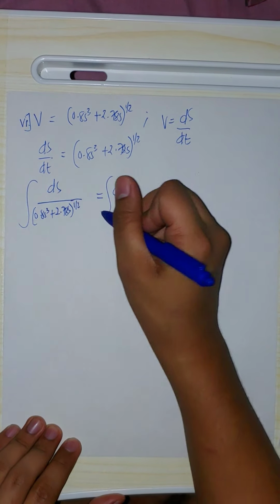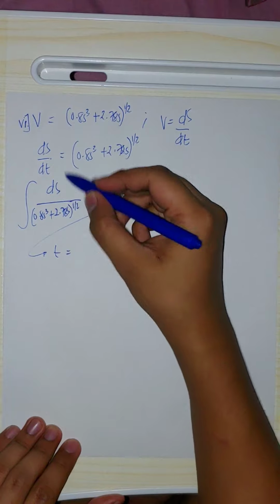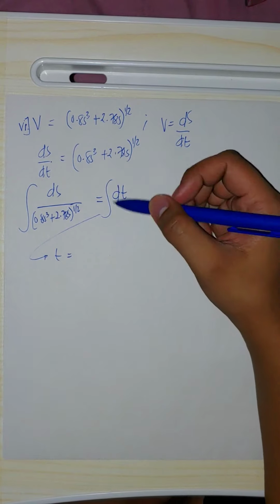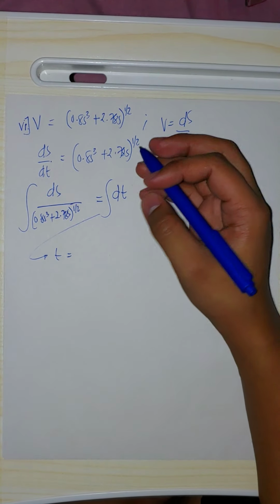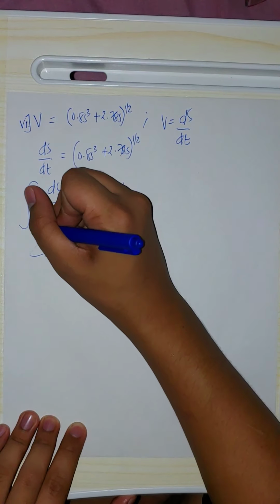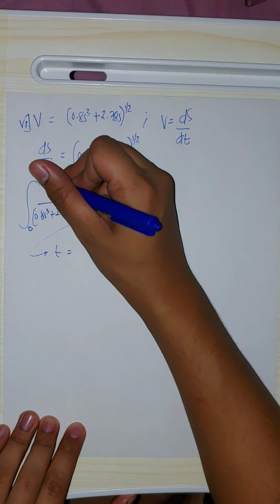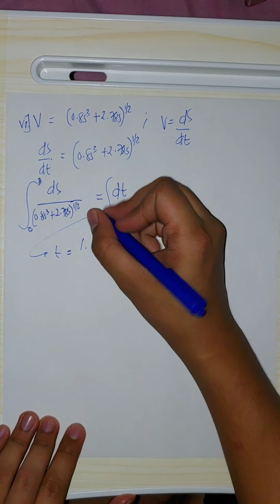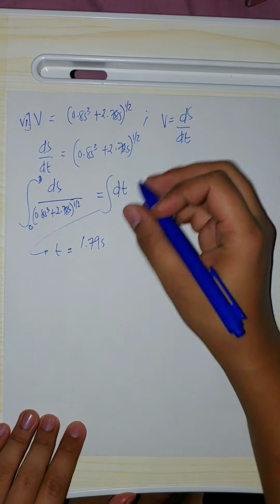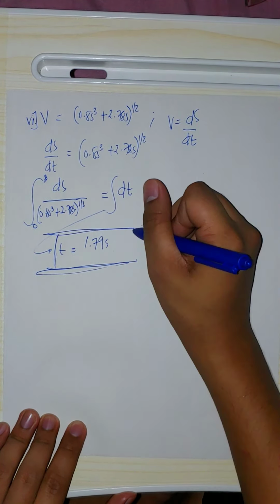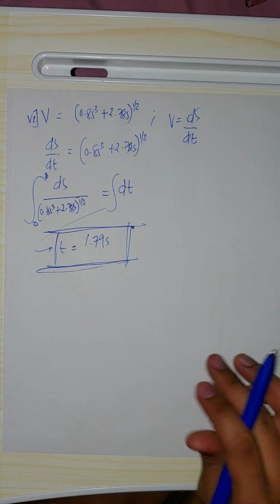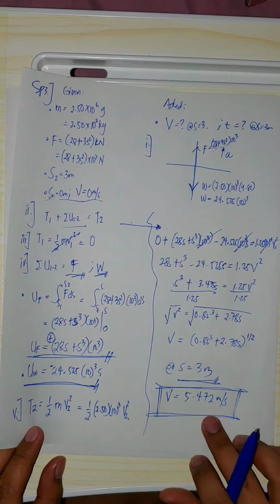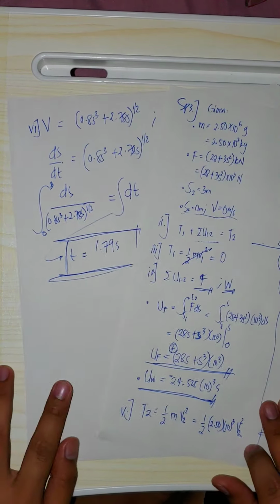Integrating both sides, we have time is equal to the integral of this. Actually this is a complex integration, but if you solve this using an integral calculator, from a lower limit of 0 to 3 meters, we can solve for the time, that is just equal to 1.79 seconds. So our answer for sample problem number 3 is the velocity, 5.47 meters per second, and a time equal to 1.79 seconds.